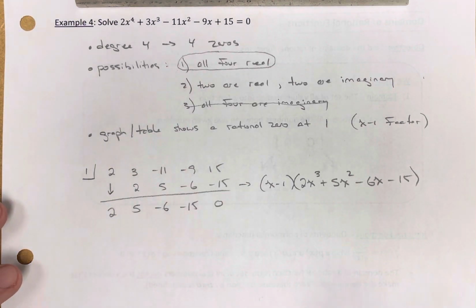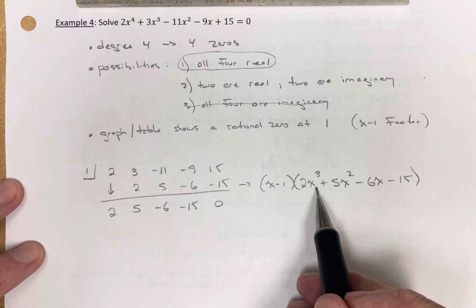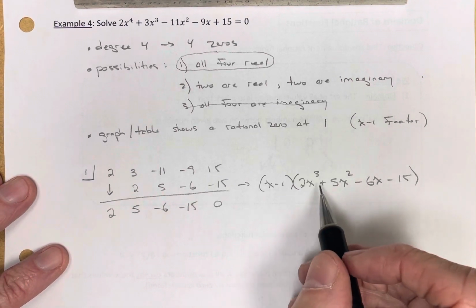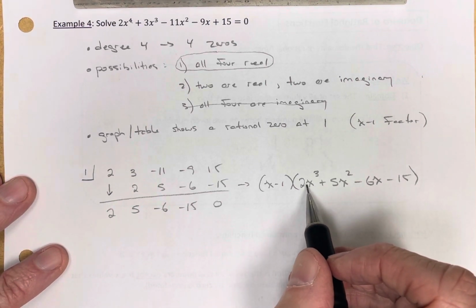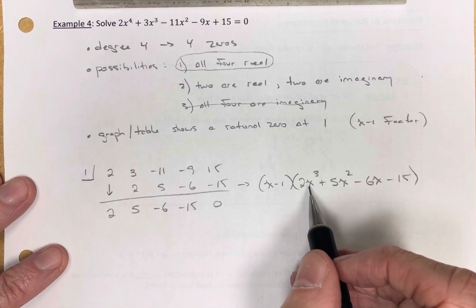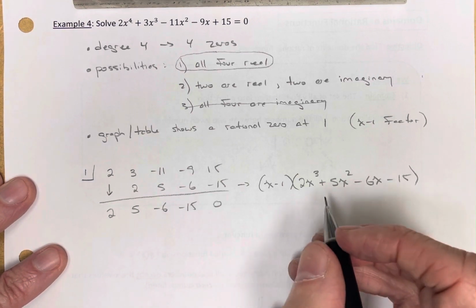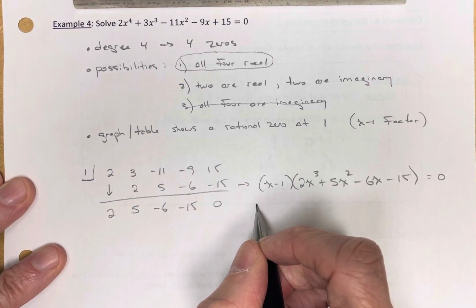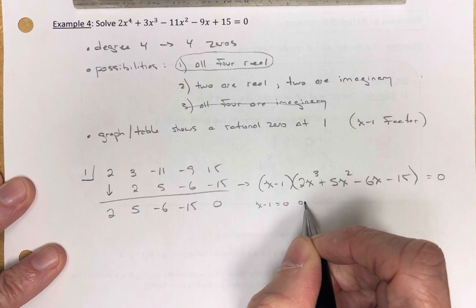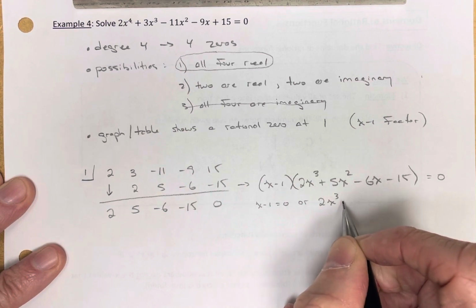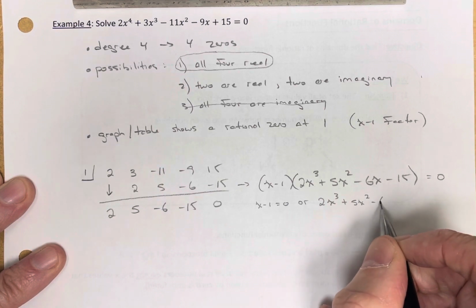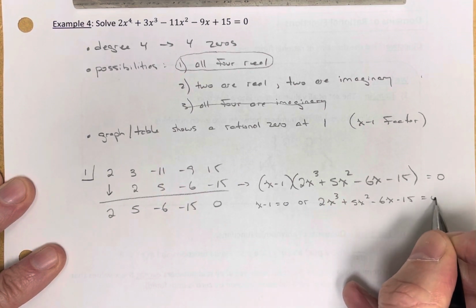Okay. Can I factor this? I might be able to factor this. Let's see, can I factor this by grouping? I think I can. Let's factor this by grouping. So I have x minus 1 equals 0, or 2x cubed plus 5x squared, I'm going to try this, minus 6x minus 15 equals 0.